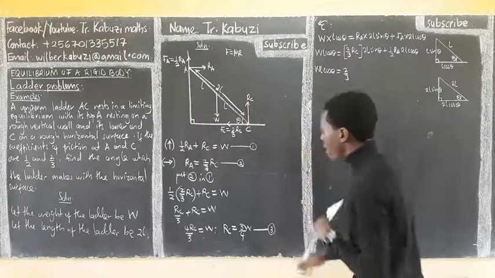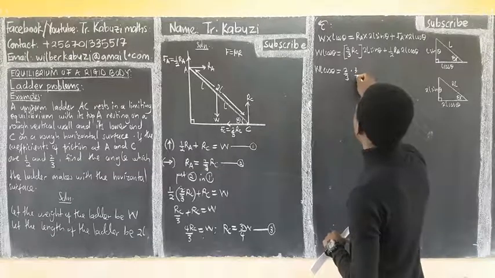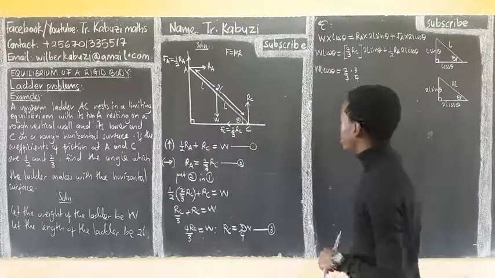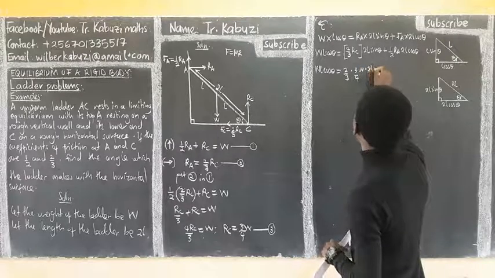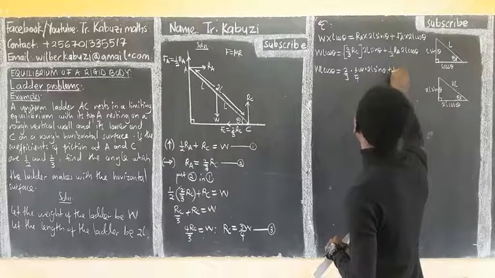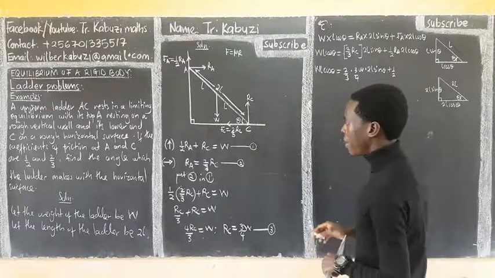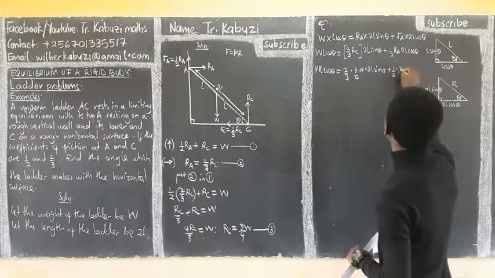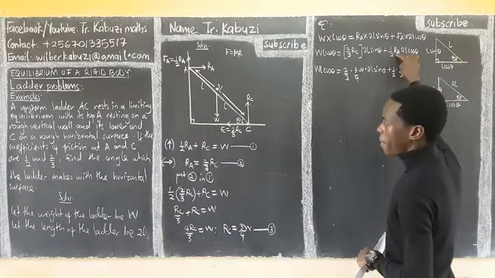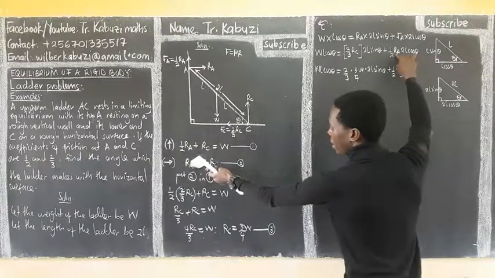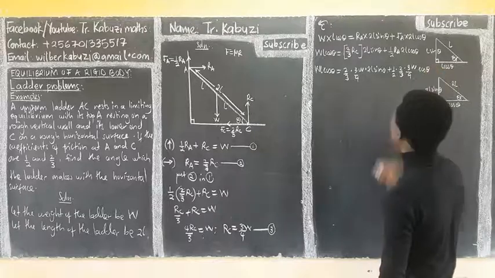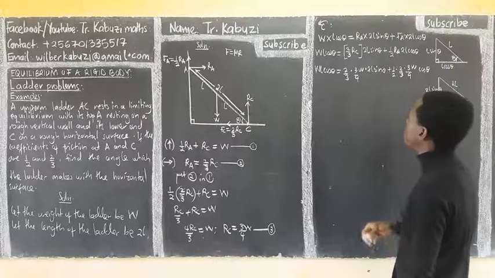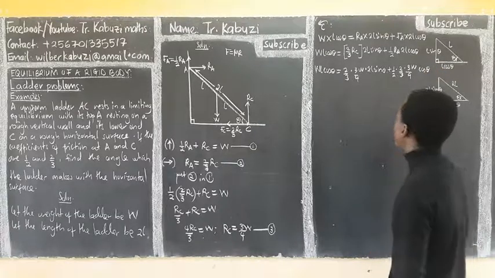My RC is here, times 3 over 4 W. RC is there, I think you can see it. W times 2L sin theta plus a half. Now my FA, which is going to be 2 over 3 RC times 3W over 4, cos theta. As simple as that. So we can simplify now.